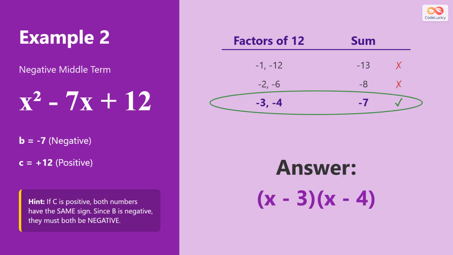Now let's look at a case with a negative middle term, x squared minus 7x plus 12. Our product number is positive 12, but our sum number is negative 7. Since they multiply to a positive but add to a negative, both numbers must be negative. Negative 3 times negative 4 gives us 12, and negative 3 plus negative 4 gives us negative 7. That works.